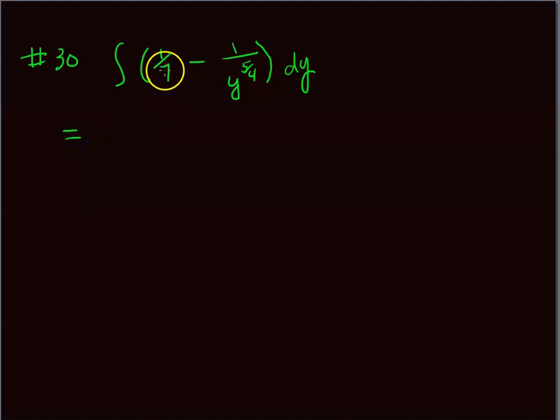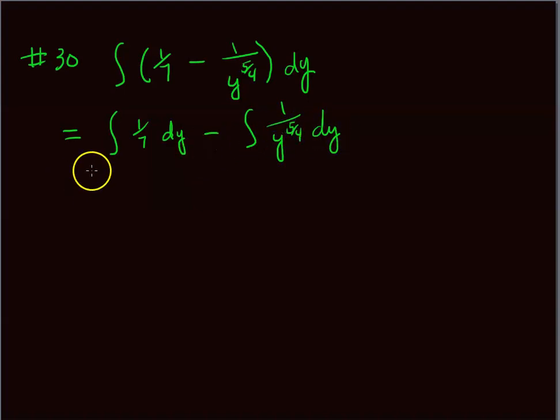Well, what you'll find is you can take sums and differences and do those individually, just like taking the derivative. The derivative of a difference is the difference of the derivatives, so we can essentially set these up as the indefinite integral of 1/7 with respect to y minus the indefinite integral of 1 over y to the 5/4 with respect to y. That's what that dy means, with respect to y.